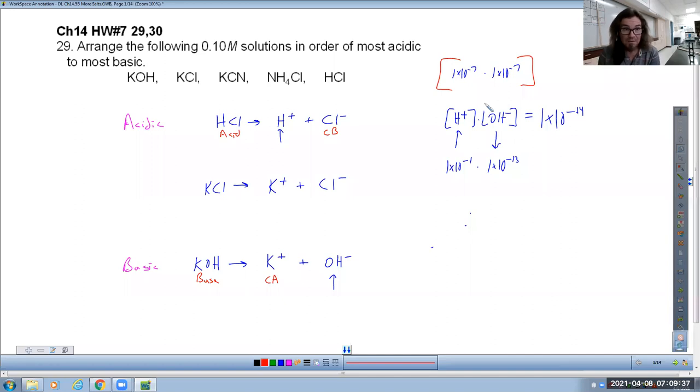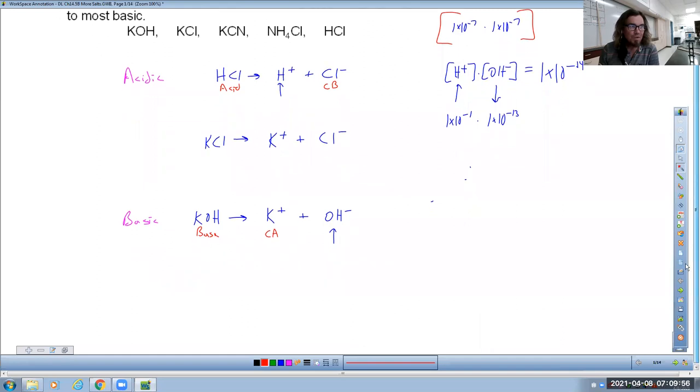Do we understand so far? Does that make sense? Because now we get to the two hard ones. Now we have to try to decide what to do with the ammonium chloride and with the potassium cyanide. So for those, let's go down to the bottom of the page and write down what we think might happen with them, because I don't know where to slot them in.